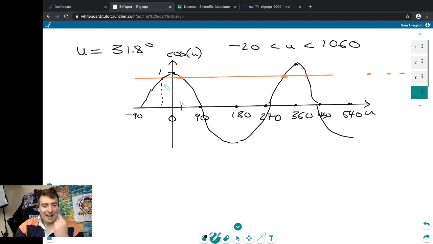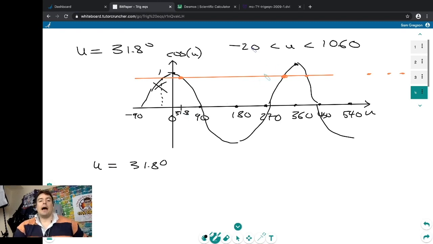That would be minus 31.8. So there's nothing out here, so we can only deal with the range. So we only have to deal with positive solutions. So we've got u equals 31.8 degrees, which is here.